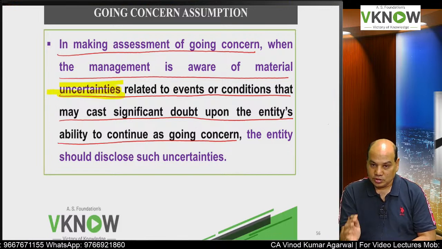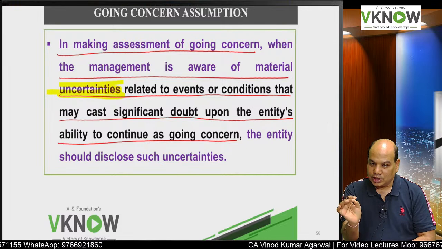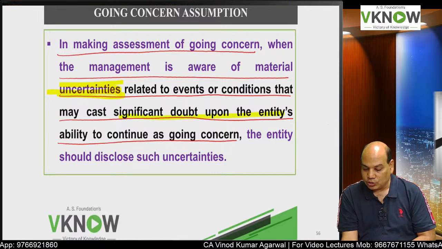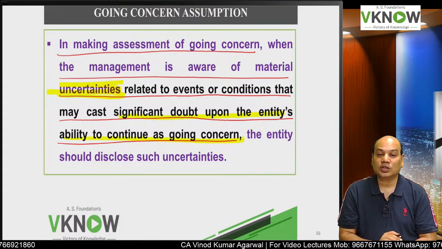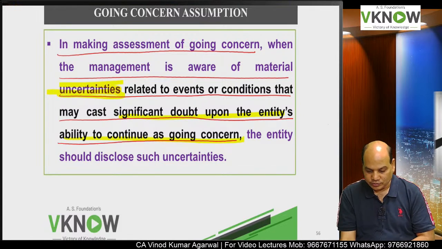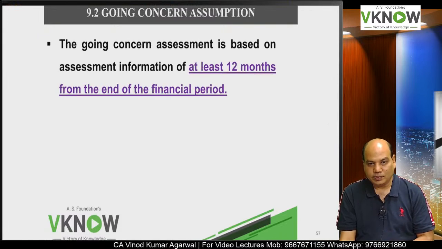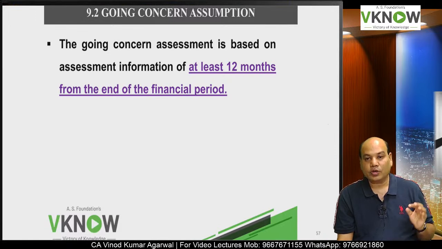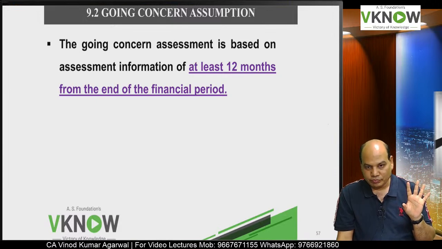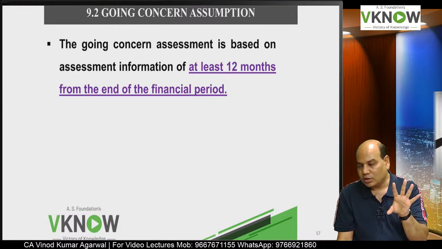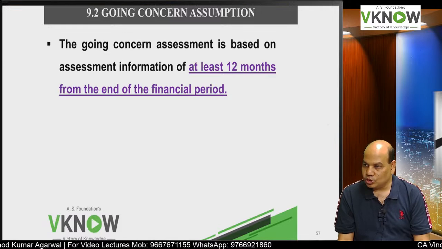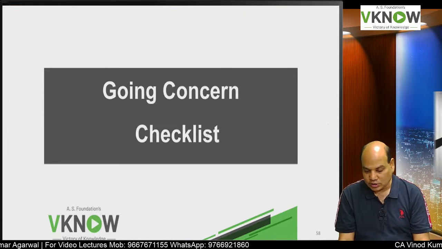Okay, so the change in the government policy eliminating the heavy tariff on Chinese product will cast a significant doubt on the entity's ability to continue as a going concern. Then they are going to disclose such uncertainties. And that was one example when your company may not be a going concern. So for how many months or year you have to estimate that our entity will wind up after that period? You have to ensure that at least for 12 months from the end of the reporting period, the entity is going to remain a going concern. Then we can follow going concern accounting.